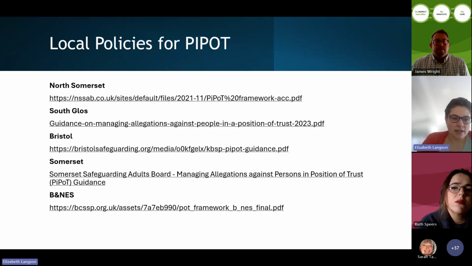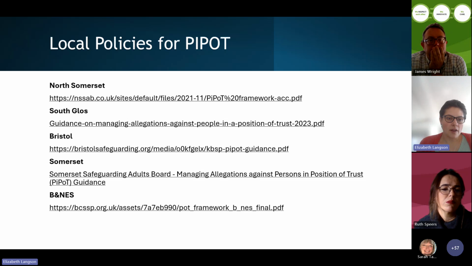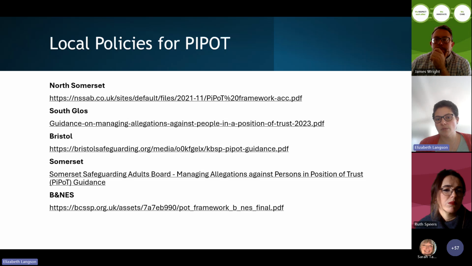Okay, thank you so much for those case examples. It helps bring that alive a little bit, just to see what you and your team deal with when you get those concerns in. So on our slides, and I'll pop them in the chat as well, we've got the links to each of the five Safeguarding Adults Boards' policies. It would be recommended that if you want to understand how your area does it, you have a little look at your policies. So we've got Bath and North East Somerset, Somerset, Bristol, South Gloucestershire and North Somerset's policies here.